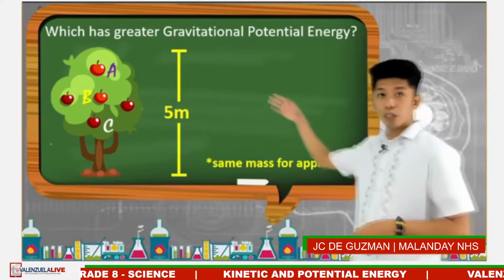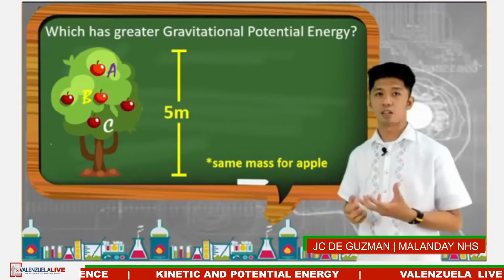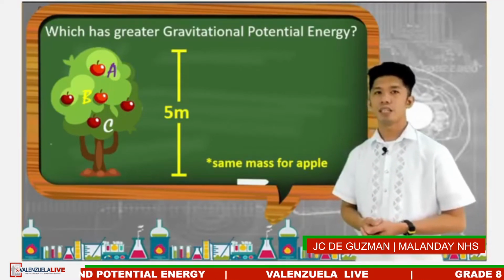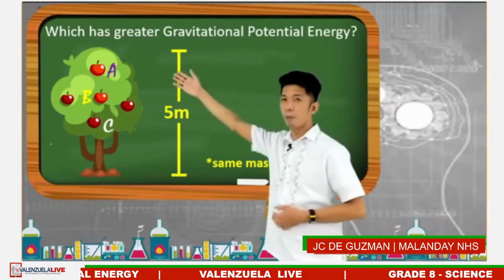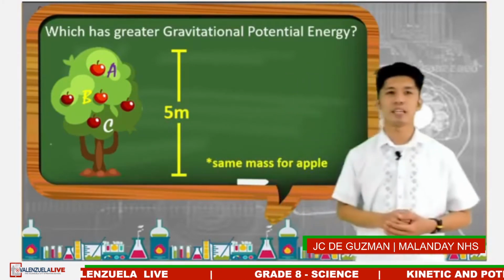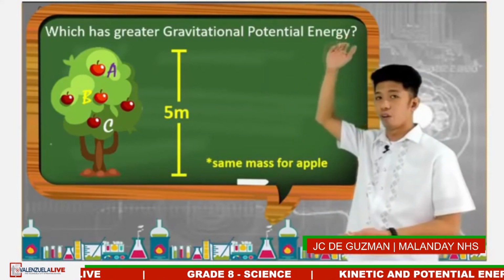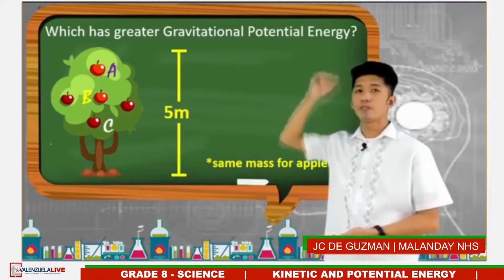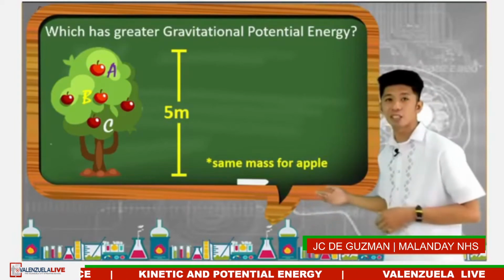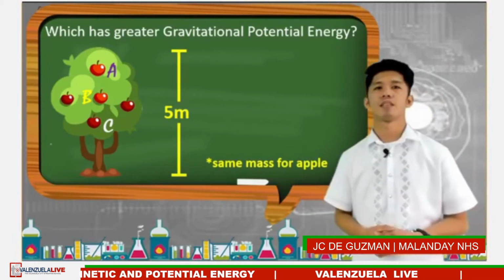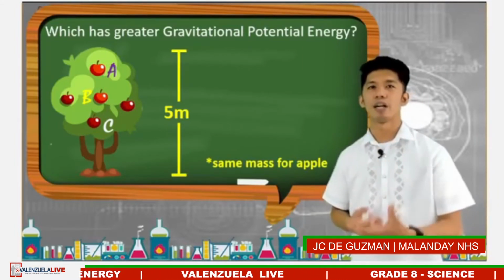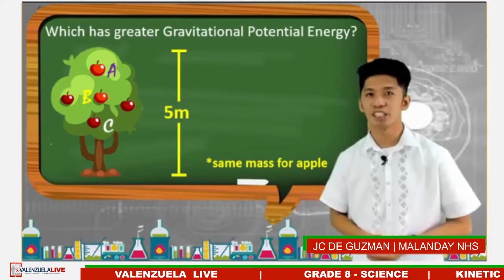The question is, which do you think has greater gravitational potential energy? Is it apple A, apple B, or C? Take note that the height or the position of the apple is 5 meters from the ground, and also take note that the apples have the same mass. So what do you think has greater gravitational potential energy?